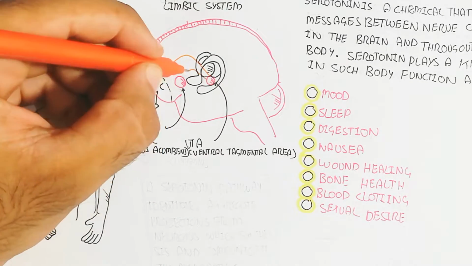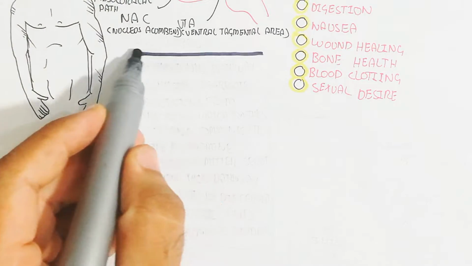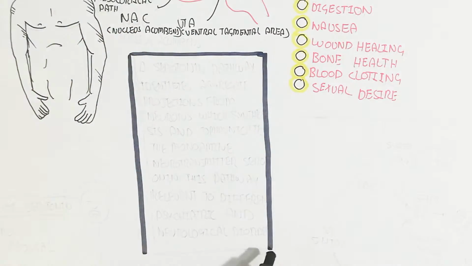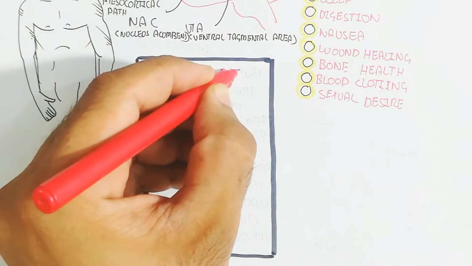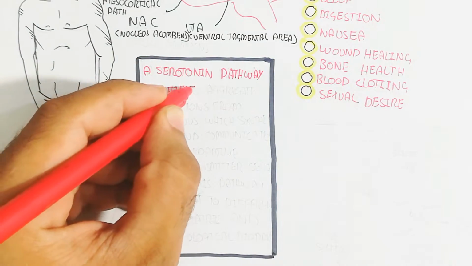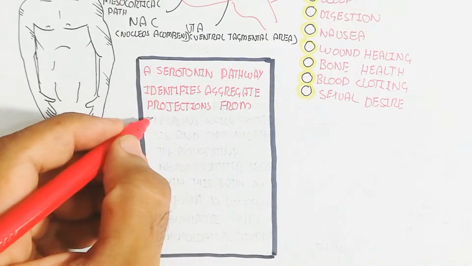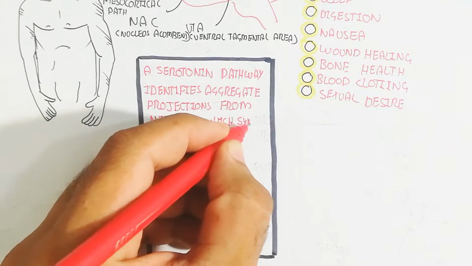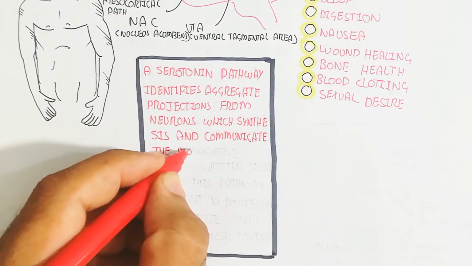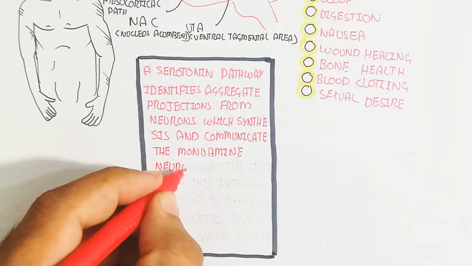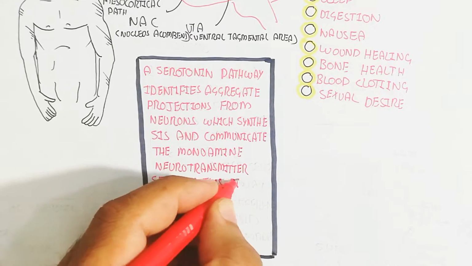In this way you can see the nerve will give transmission to the peripheral, to the prefrontal cortex through the mesocortical path, and also the nucleus accumbens, which is interconnected. A serotonin pathway identifies aggregate projections from neurons which synthesize and communicate the monoamine neurotransmitter serotonin. This pathway is relevant to different psychiatric and neurological disorders.